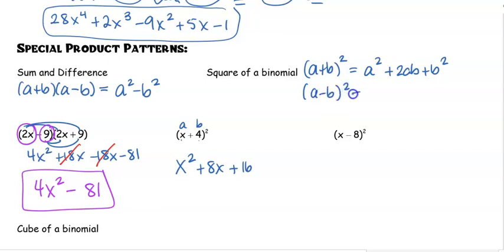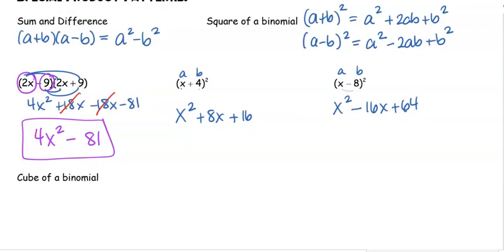If I am subtracting them, it's the same thing except it's minus 2ab plus b squared. So again, this is your a, this is your b. So your a squared, minus a times b is x times 8, which is 8x, times 2, which is 16. And then you square that b. Again, if that doesn't make sense, forget about it. This is a shortcut to help the multiplication process go faster.